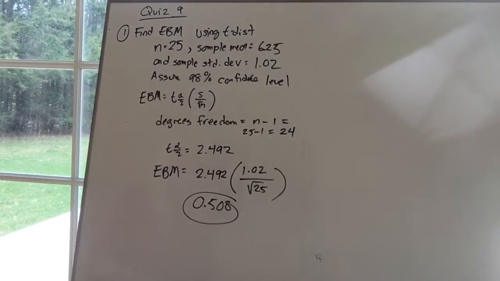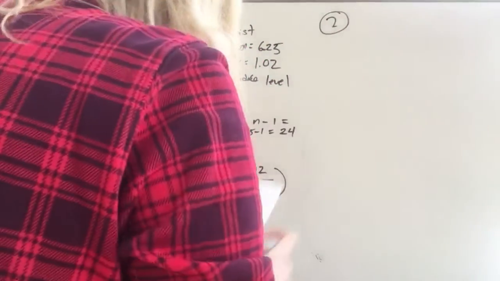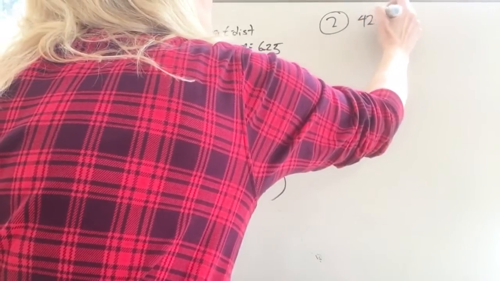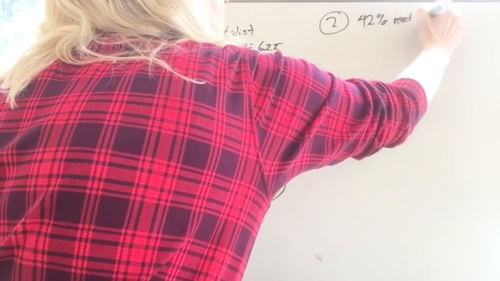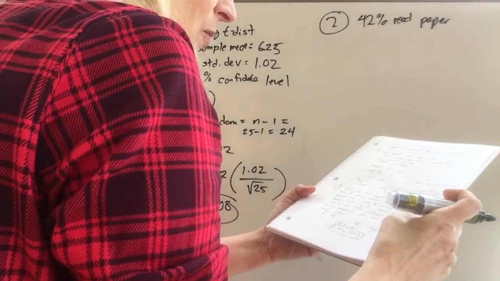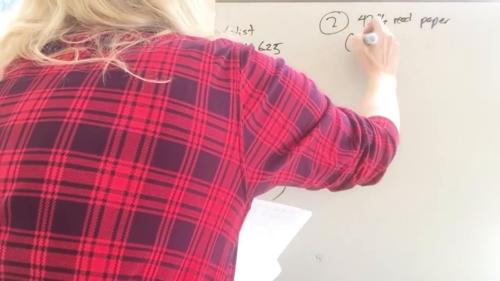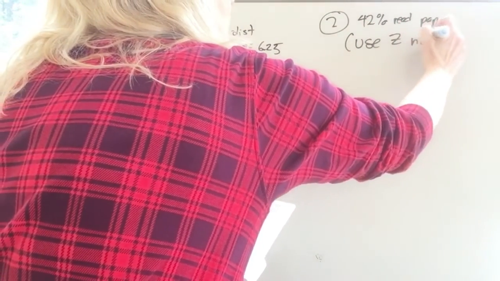Okay, the number 2 says it's about a newspaper. 42% say they read the paper. Okay, assume conditions are met for a normal model for sample proportions. In other words, use Z normal distribution.